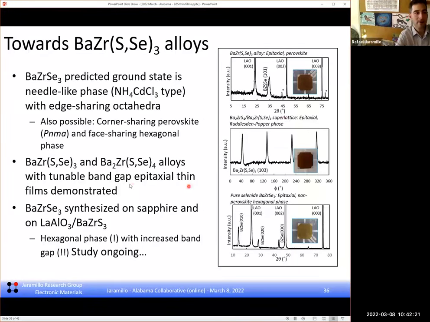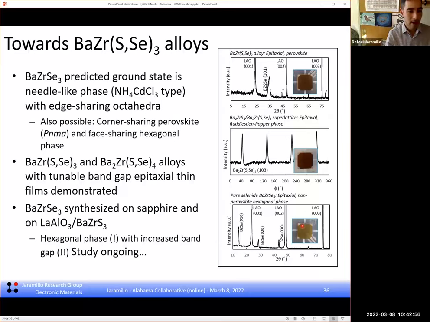We can do more. We can go to Ruddlesden-Popper material. So this actually is now a 2-1-4 phase with 40% selenium. This is actually a heterostructure. It's a sulfide-selenide alloy heterostructure, a 3-period heterostructure. And again, your eye tells you that the band gap is being reduced. So we can reduce the band gap by selenium alloying and/or by layering in those reduced Ruddlesden-Popper structures. And having MBE means we have a lot of knobs we can tune to get the phase that we like.